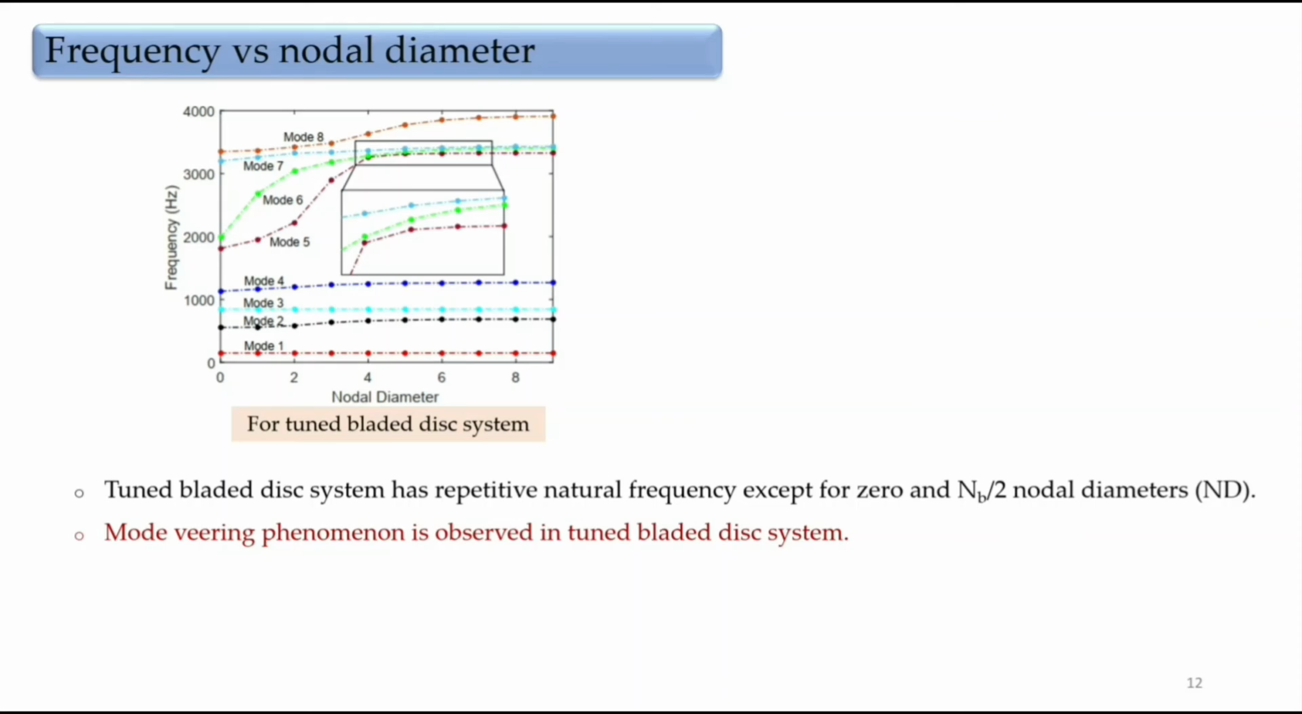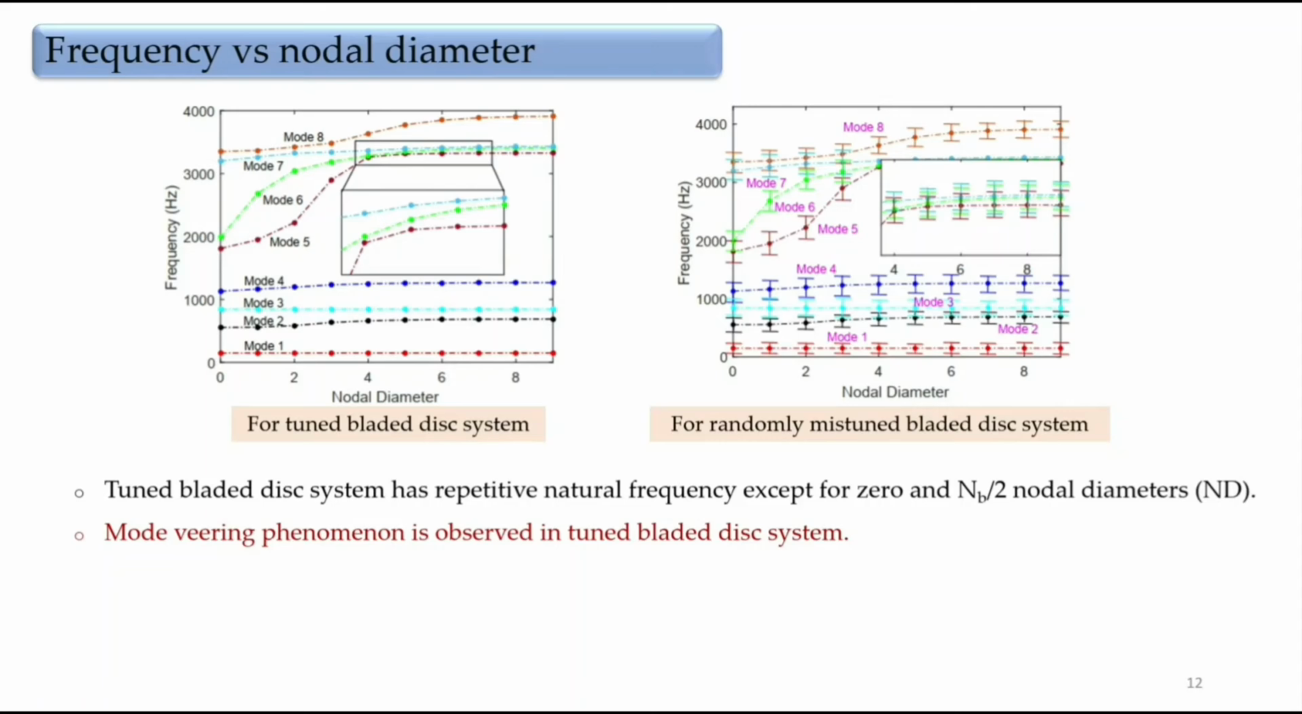However, stochasticity in the bladed disk system breaks this symmetry. This figure shows the variation in frequency with respect to nodal diameter for a randomly mistuned bladed disk system. Here, on account of spatial fluctuations, the repetition in natural frequency is no more, and it essentially splits into distinct modes with very close natural frequency.